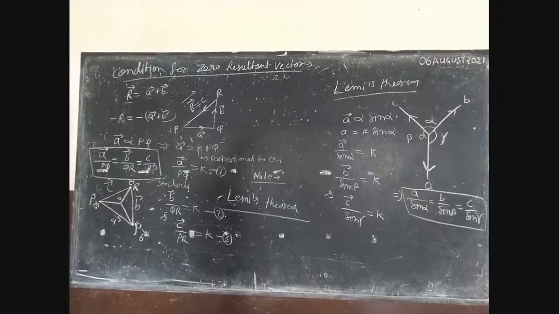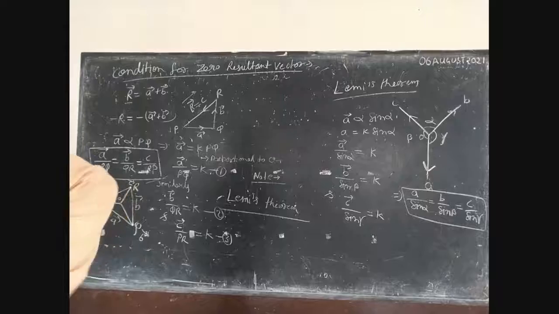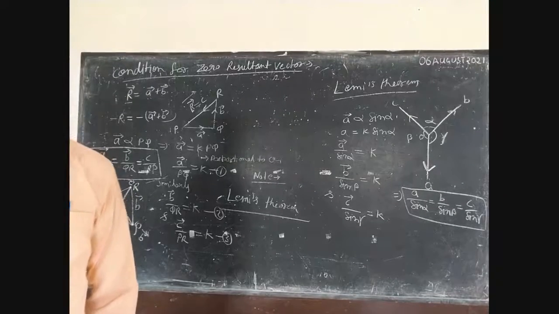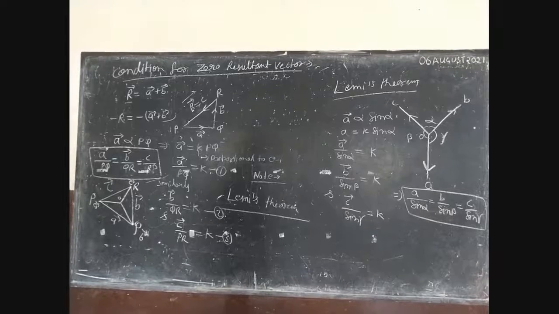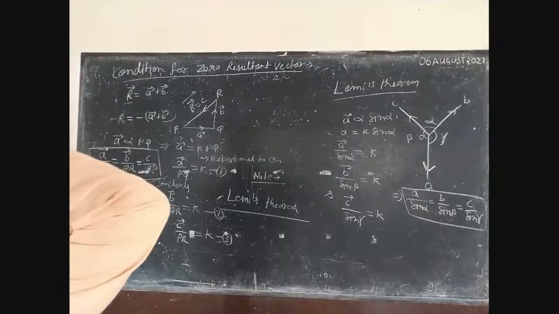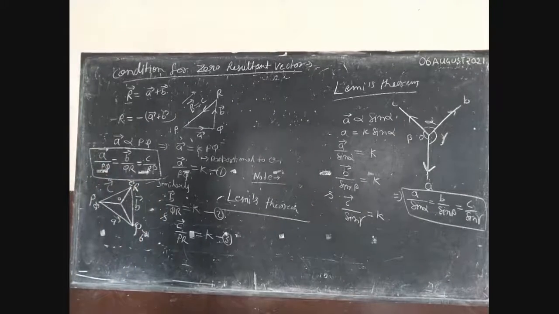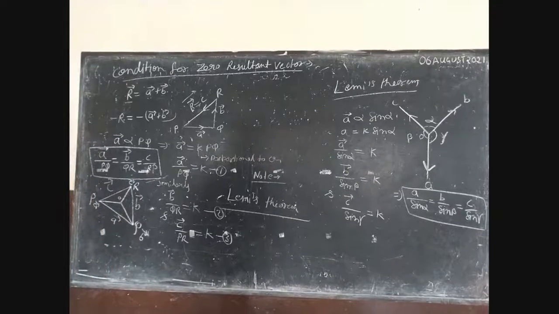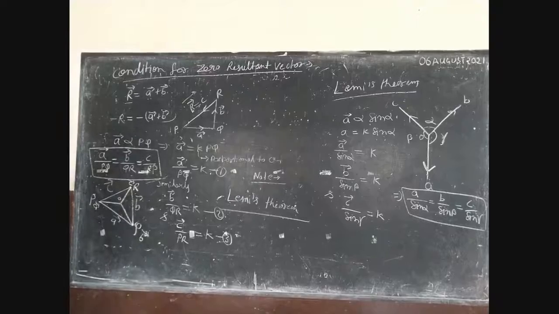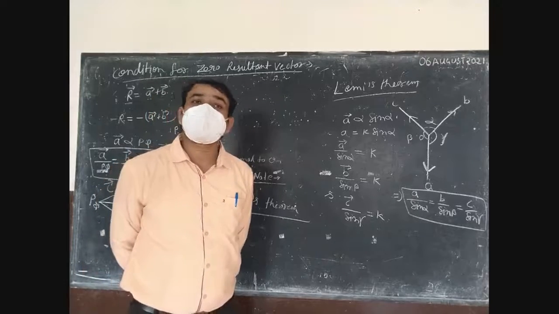It states that if three forces acting at a point are in equilibrium, then each force is proportional to the sine of the angle between the other two vectors, or you can say the other two forces.